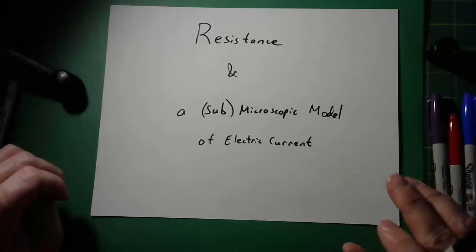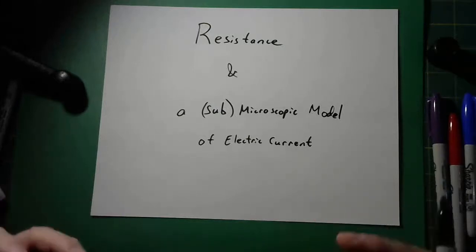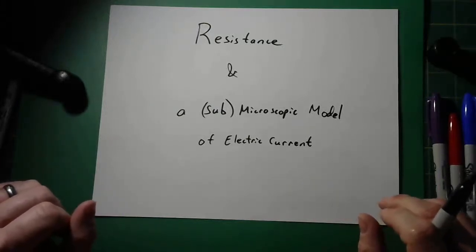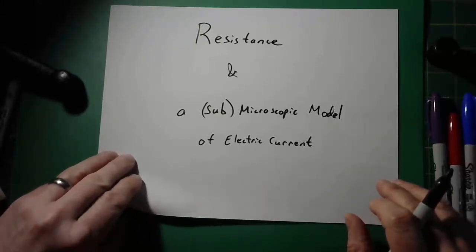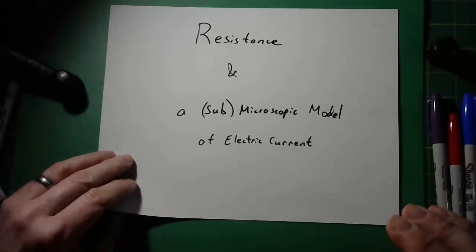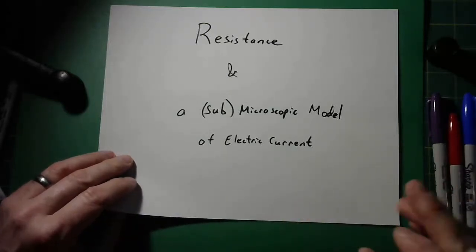This video is going to be a look at resistance in a wire and what affects the resistance of a wire. And it'll be a submicroscopic model of electric current. So looking at the actual particles moving around and making a link between those particles that are moving in the wire and the amount of current in the wire.